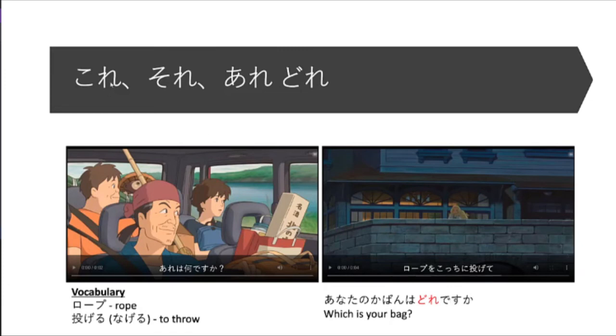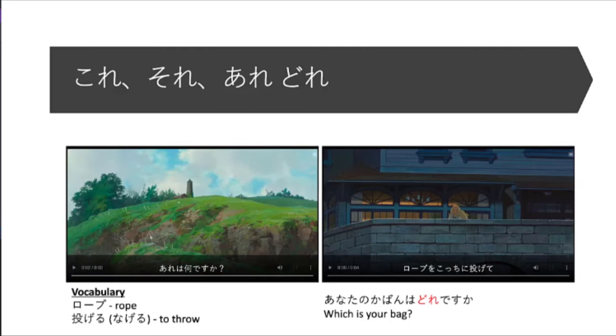But we have some more examples. Kore is this. Sore is that. Are is that over there. Dore is which. So. あれは何ですか? So she's looking at this. This is over there, that object. So are wa nan desu ka? Here.